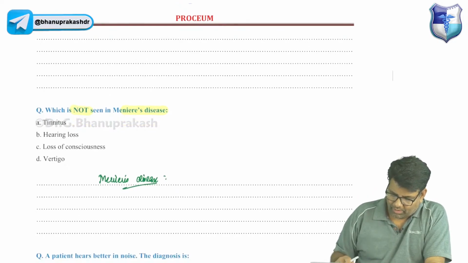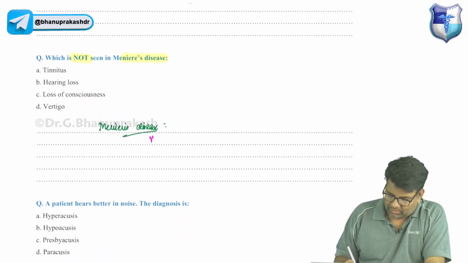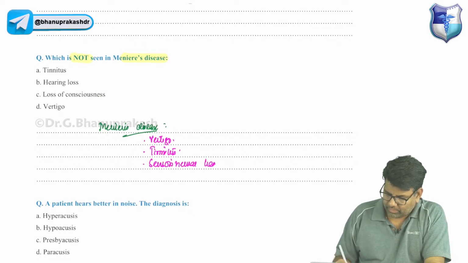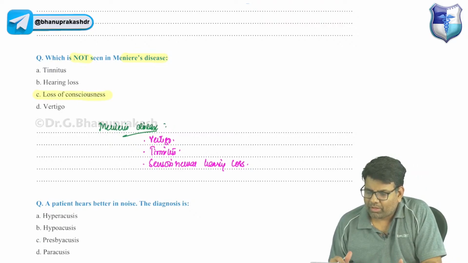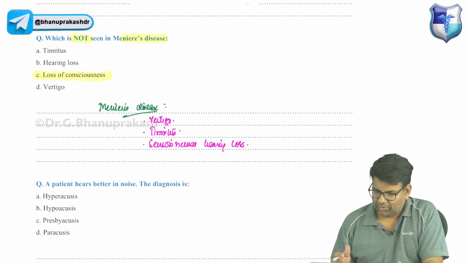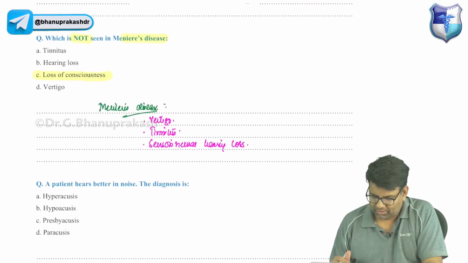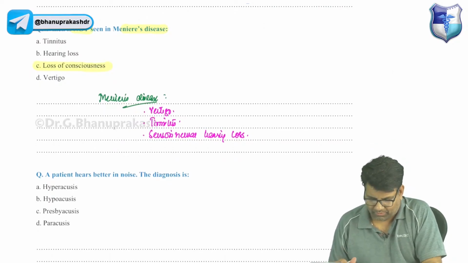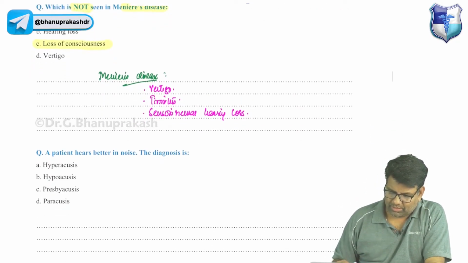We will see there is vertigo and there is tinnitus and there is sensory neural hearing loss. So the answer comes out to be loss of consciousness. It is not a feature of Meniere's disease at all, right? So vertigo, tinnitus is ringing of ears, and sensory neural hearing loss. Perfect. So this is Meniere's disease.